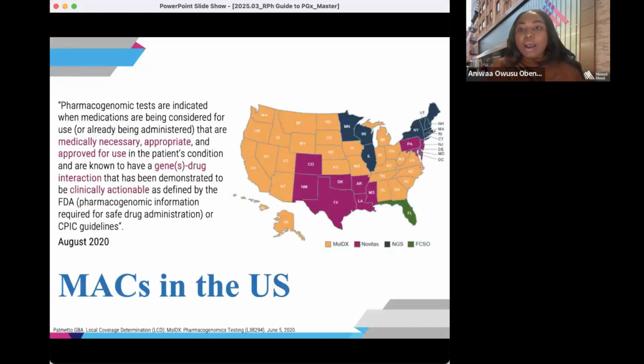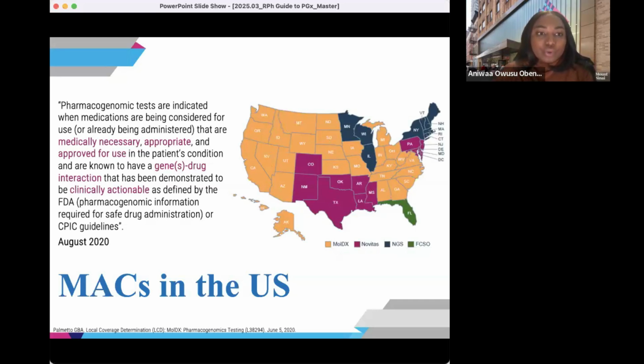Now, when it comes to coverage in the US, the current state of it, we mostly model coverage after CMS, right? So CMS has these MACs, or the Medicare administrative contractors. So these are the MACs across the US. And for the majority of the MACs, they cover the pharmacogenomic testing. MolDX is the first group of MACs that came up. So all the orange states here, they came together in August 2020.